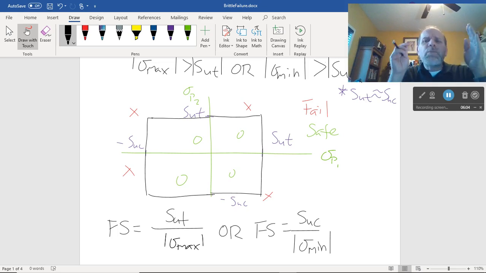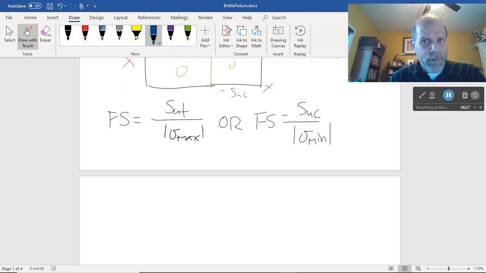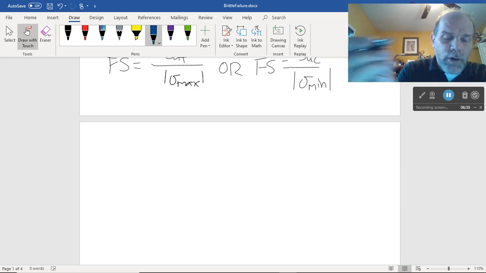All right. This is the most dead simple failure theory I think you can come up with. It works for a lot of brittle materials. It's fine, because that's how brittle materials fail, and it worked. It's great. But what if SUT is not about equal to SUC? That little thing I have in purple on the right. What if that's not true? We have a theory for that too, oddly enough. Probably wouldn't ask the question if I didn't have an answer available for you.